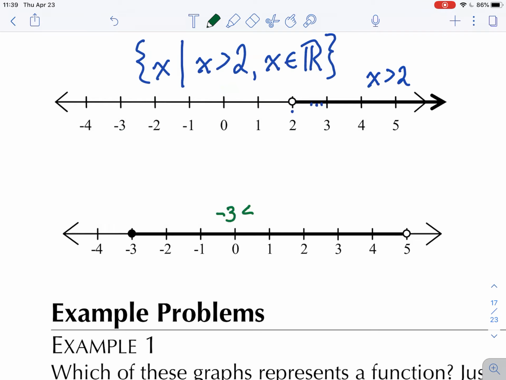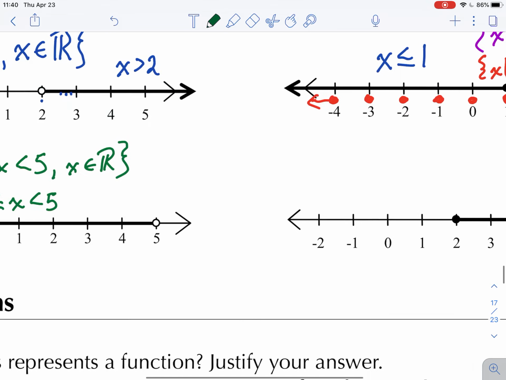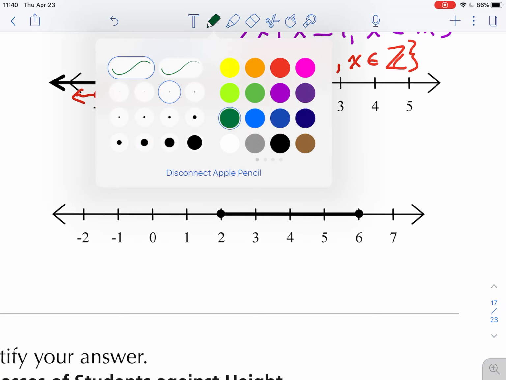All right, let's look at the next one. The next one we have x in a range. So we always write our smallest value, -3, is less than or equal to x, and I put the equal sign because it's a solid dot there, and x is less than 5. And because it's a solid line here, it could be any real number between -3 and 5. So this set is all of our values of x such that x is between -3 and 5, and it could equal -3, and x could be any real number in there.